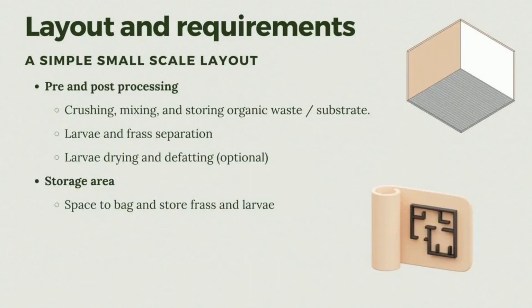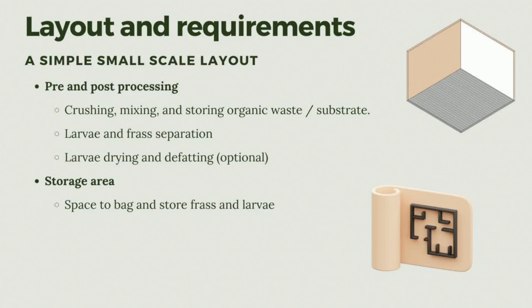When it comes to pre- and post-processing in your pilot farm, several key components are essential. First, you'll need a system for biowaste crushing and mixing, which ensures that your substrates are properly prepared for optimal larvae growth. After harvesting, separating the larvae and frass is crucial, and drying can also be done. This process helps maintain the quality of both products and prepares them for storage.